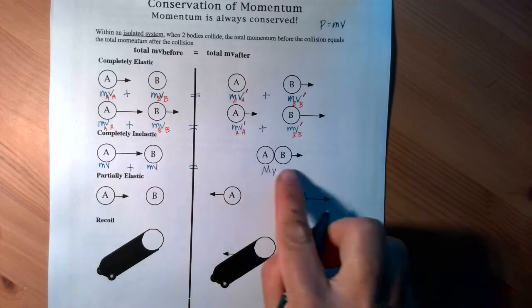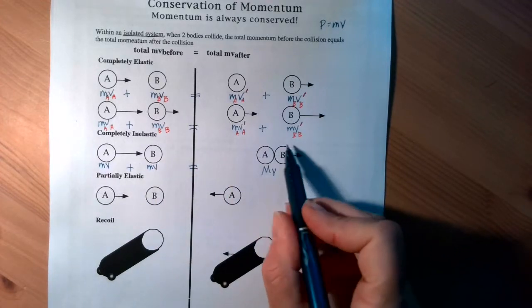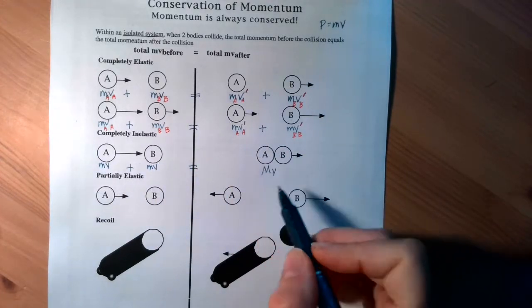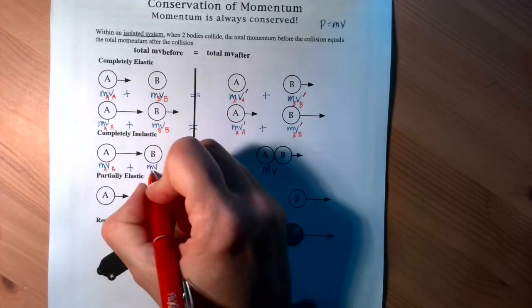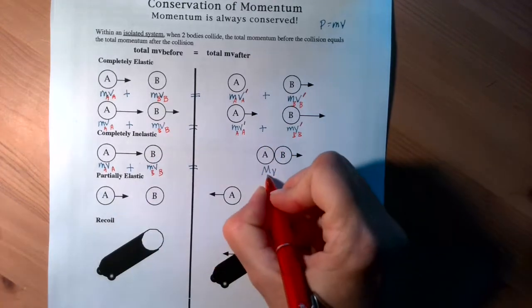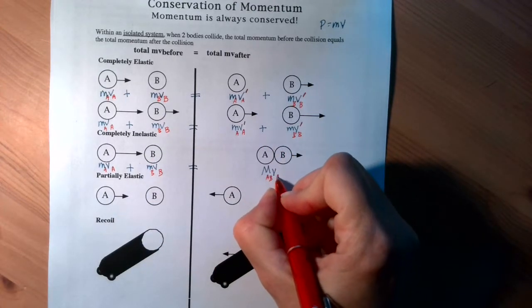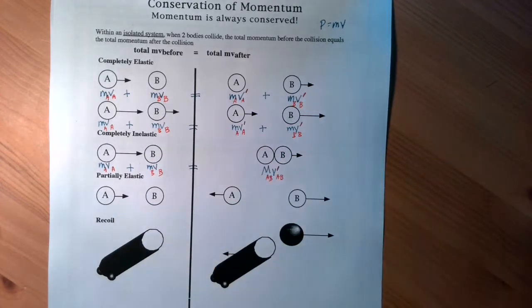Total momentum before equals total momentum after, except since these are moving together, I'm going to consider these as one object. If I want to put in subscripts, I do this. And then I'm going to call this mass AB and this velocity AB prime, or AB after.